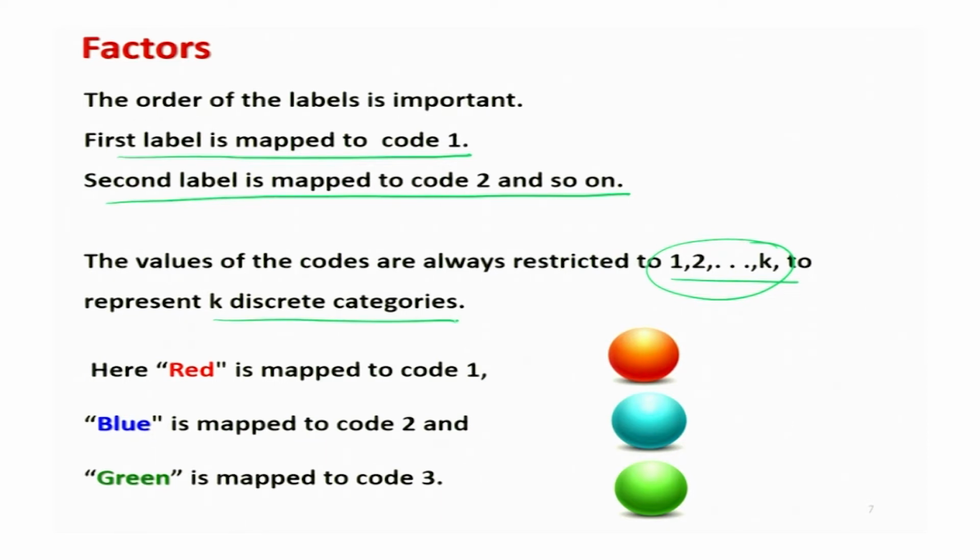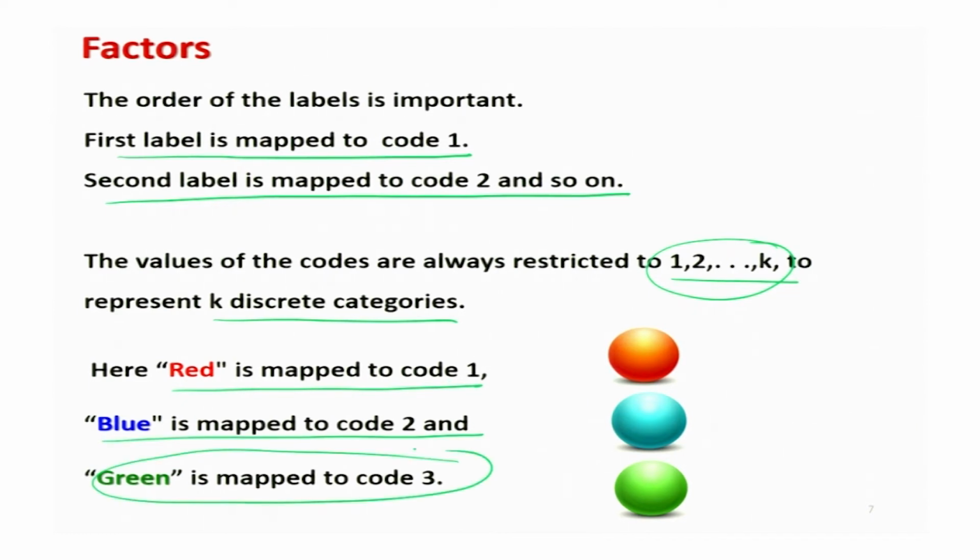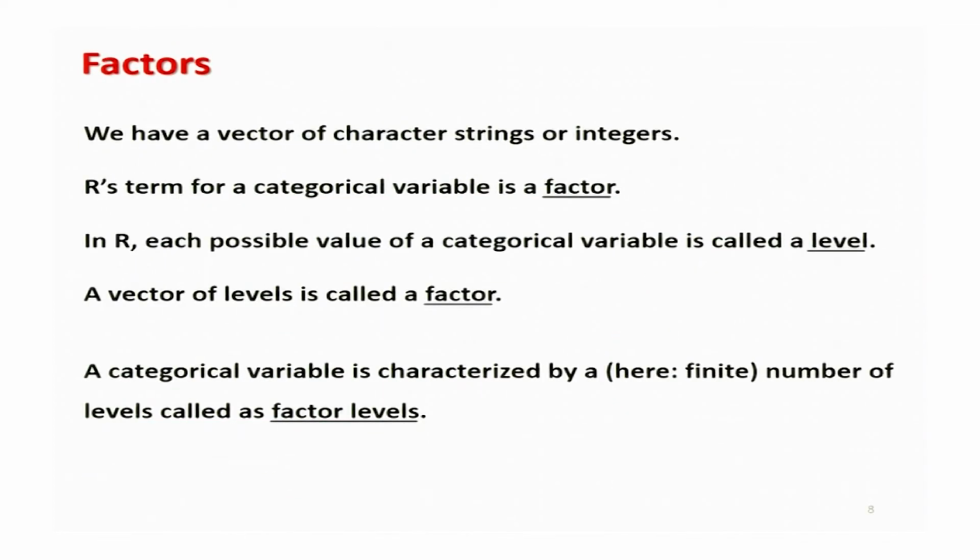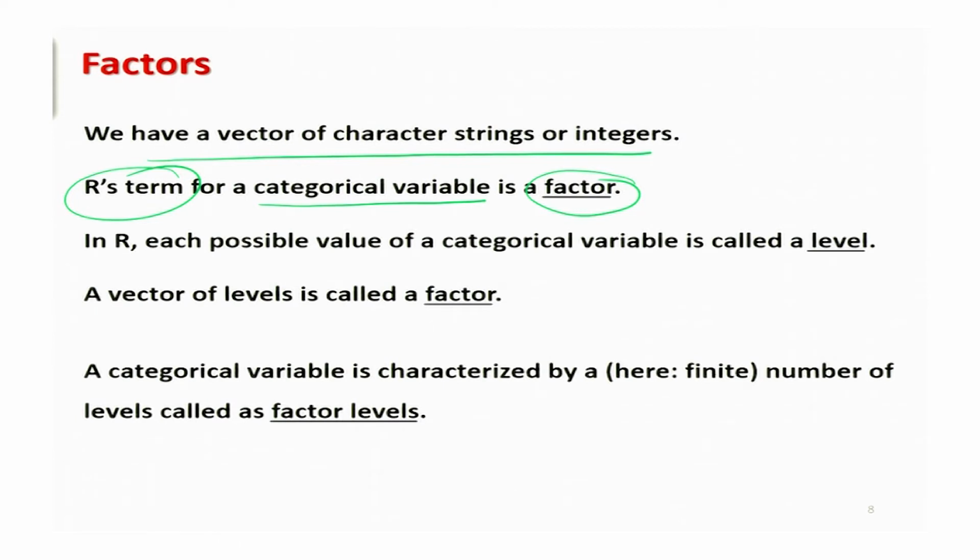So these k values indicate the k discrete categories, right. For example, in this case, the red ball is mapped to code 1, the blue ball is mapped to code 2, and the green ball is mapped to code 3. So this is the name and its code. When we are talking about factors, we have a vector of character strings or integers, and what in statistics we call a categorical variable is called a factor in the R software. And in R, each possible value of a categorical variable is called a label.